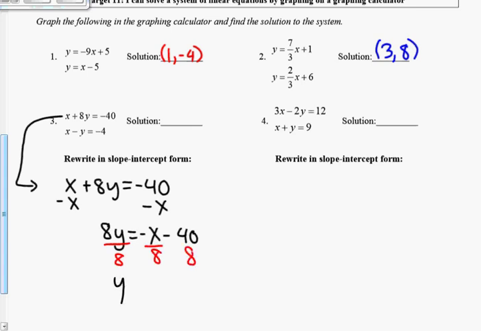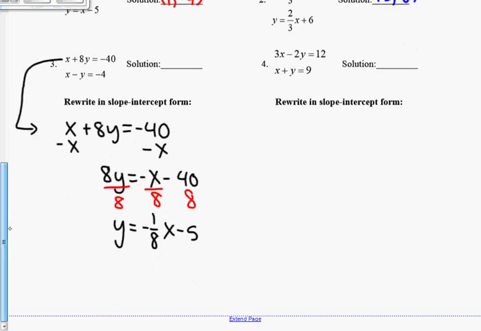And we have y equals negative 1/8 x minus 5. For our second equation in number 3, I'm going to subtract x over. So negative y equals negative x minus 4. And we need to divide everything by -1 to give us a positive y. So y equals x plus 4.